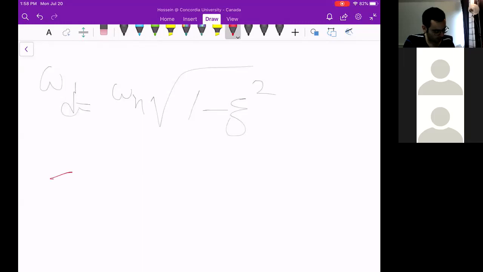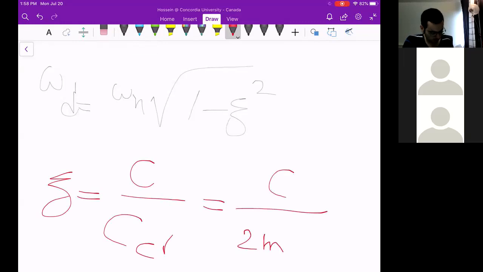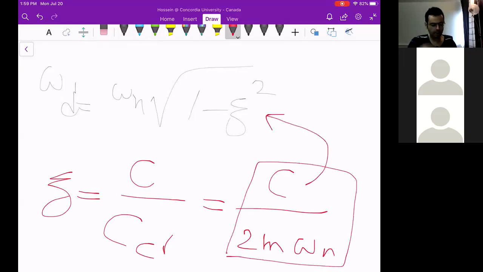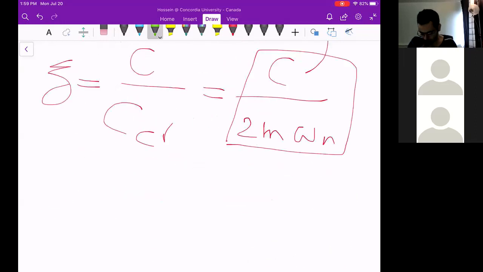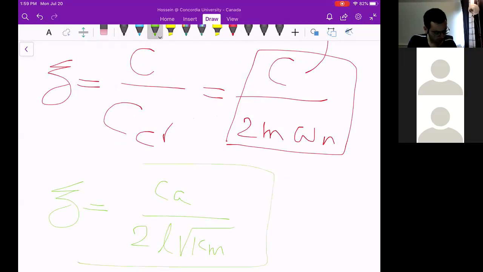So for zeta, we know that the damping ratio is C over C critical, so C over 2m omega n. You have zeta like this, just plug in here, and you have the omega. Therefore, if I plug in both at the end, the zeta would be Ca over l times the square root of k over m. Just plug in omega n as what we obtained. So we are done with this question.